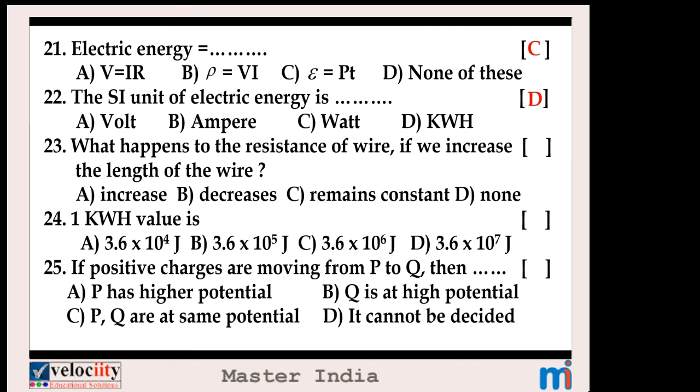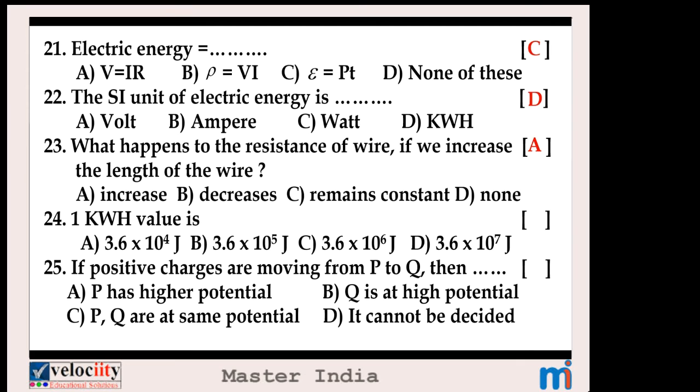23. What happens to the resistance of wire if we increase the length of the wire? A. Increase, B. Decreases, C. Remains constant, D. None. The correct answer is option A. Increase. So when we increase the length of the wire, the resistance also increases.